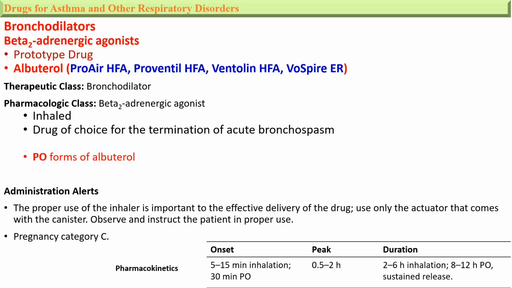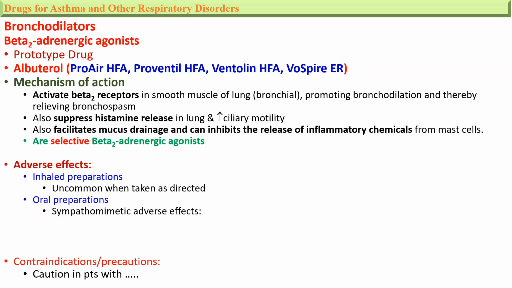Albuterol is the short-acting beta agonist, SABA, that is used to relieve the bronchospasm of asthma. Its rapid onset and excellent safety profile have made inhaled albuterol the preferred drug for the termination of acute bronchospasm for asthmatic patients. In addition to relieving the bronchospasm, the drug facilitates mucus drainage and can inhibit the release of inflammatory chemicals from the mast cells.